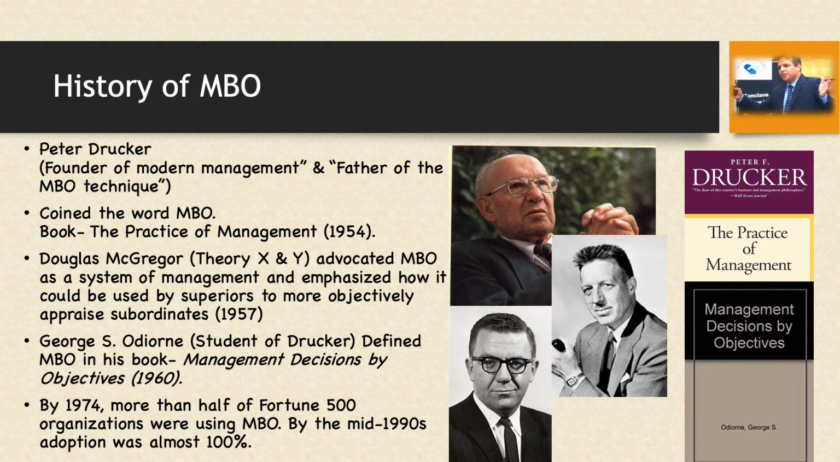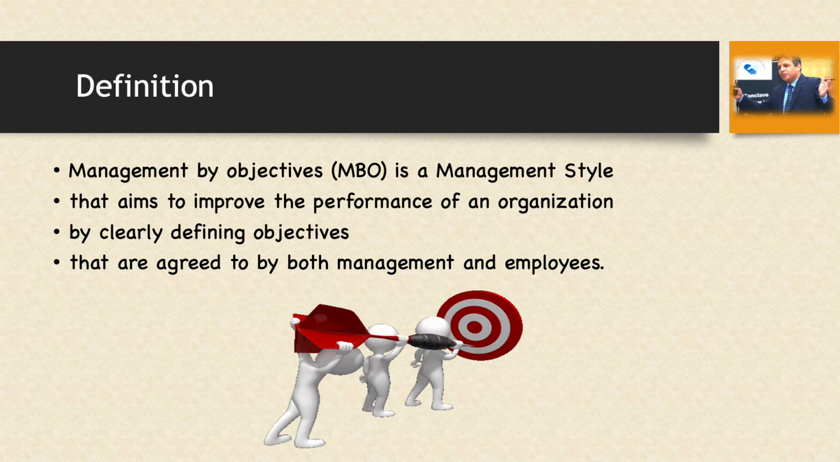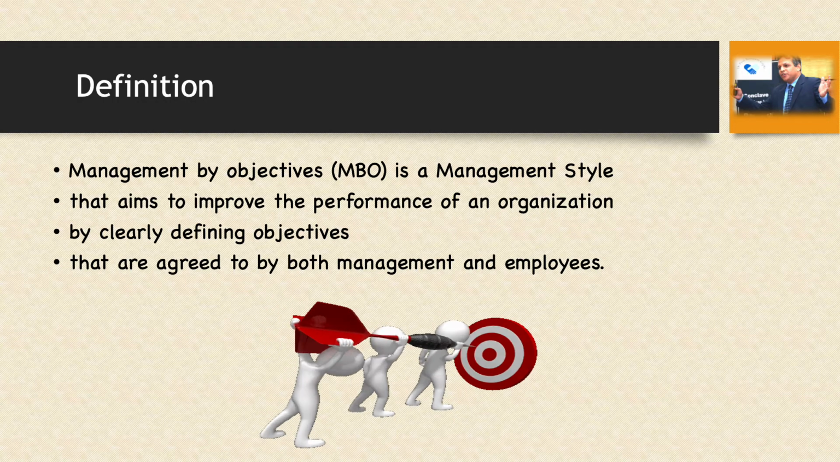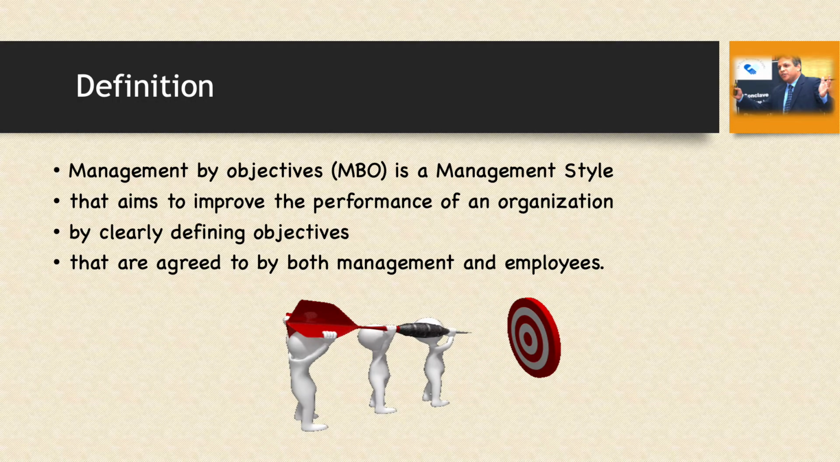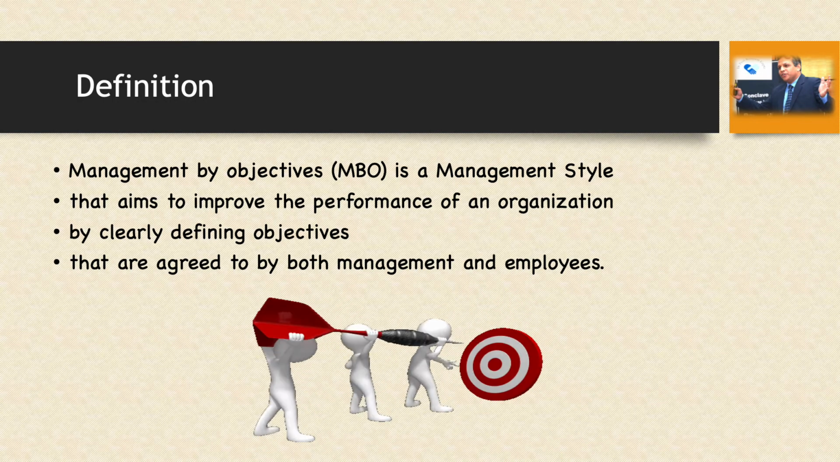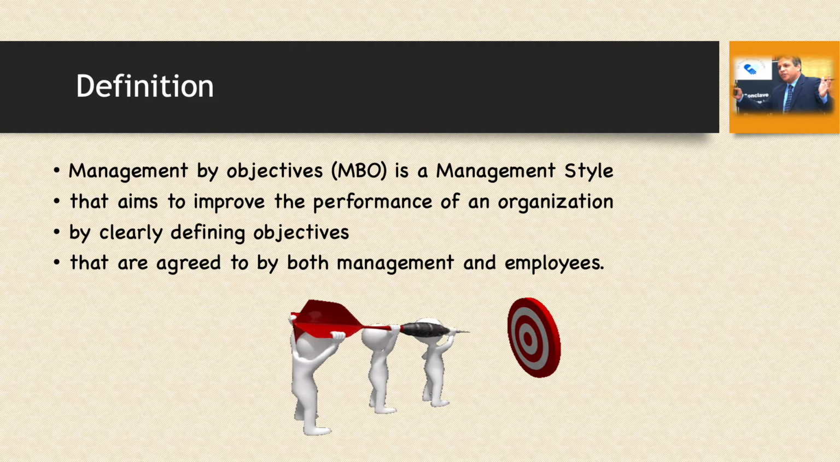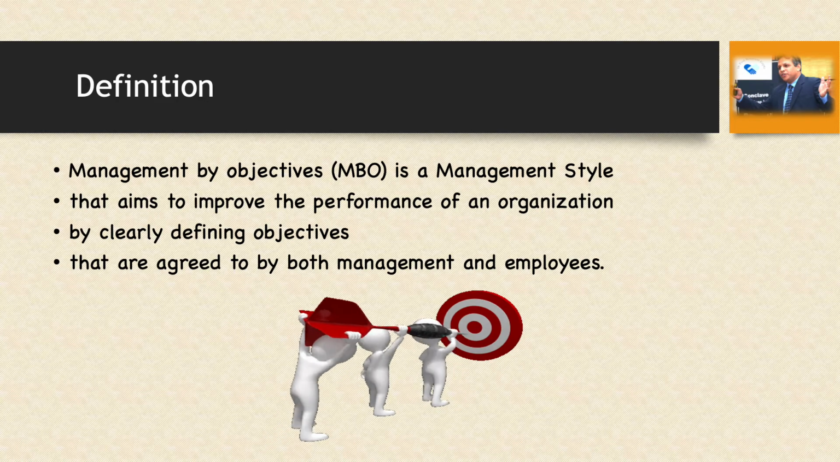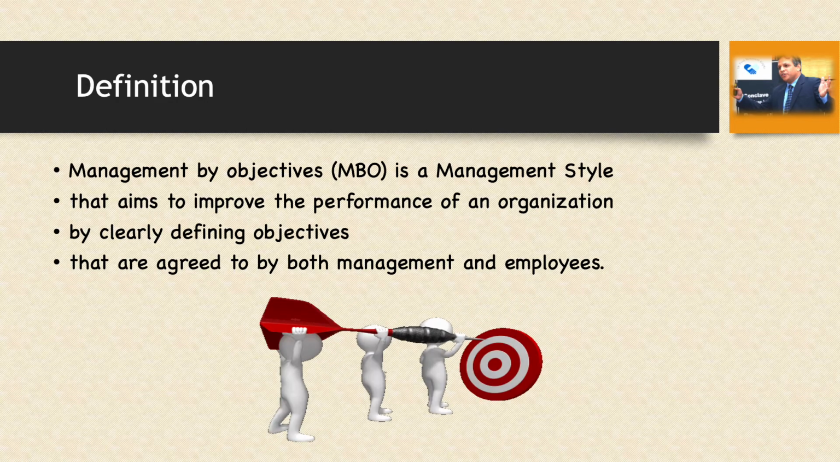By 1974, more than half of the Fortune 500 organizations were using MBO, and by the mid-1990s, the adoption was nearly 100%. A very simple definition of MBO: it is a management style that aims to improve the performance of an organization by clearly defining objectives that are agreed upon by both the management and the employees.